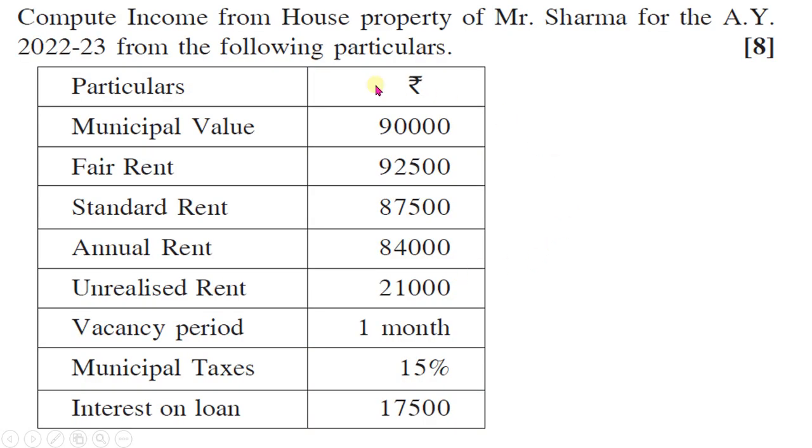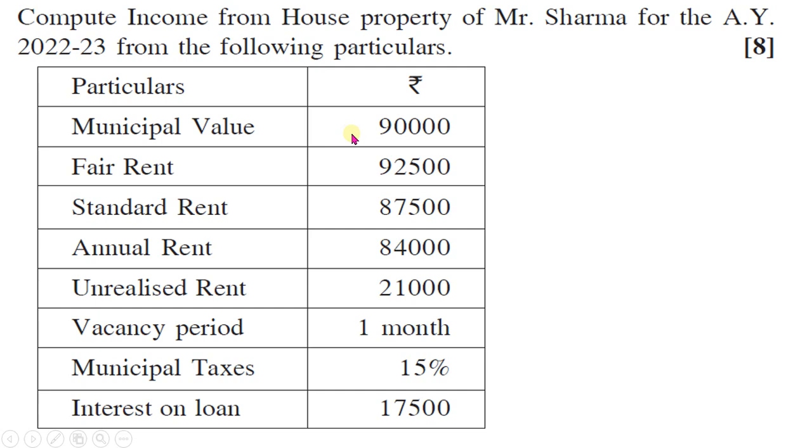So this is the example on the screen. The example is: compute income from house property of Mr. Sharma for the assessment year 2022-2023 from the following particulars. So these are the particulars.